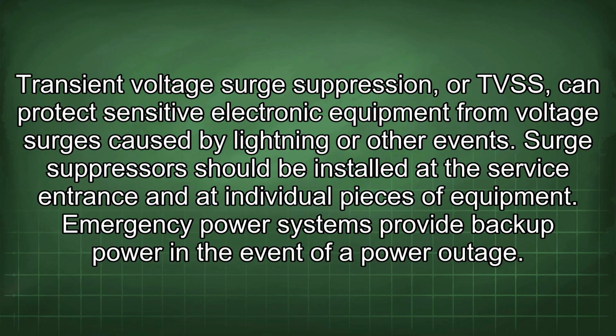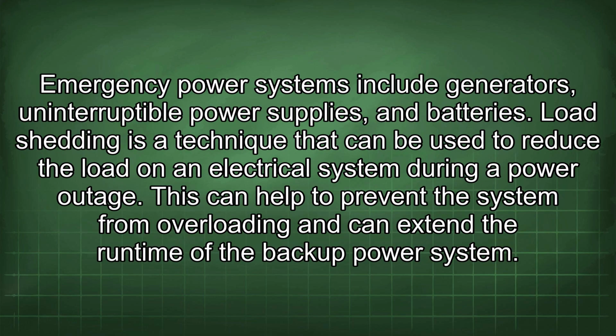Emergency power systems provide backup power in the event of a power outage. Emergency power systems include generators, uninterruptible power supplies, and batteries. Load shedding is a technique that can be used to reduce the load on an electrical system during a power outage. This can help to prevent the system from overloading and can extend the runtime of the backup power system.